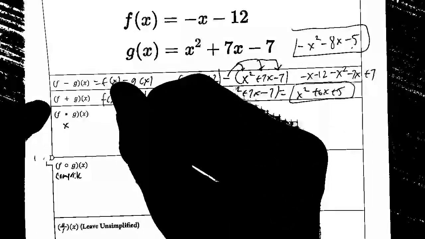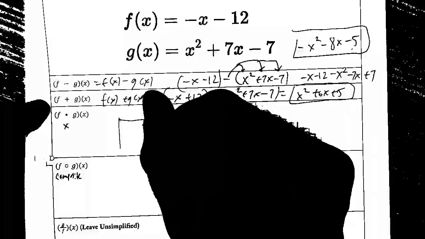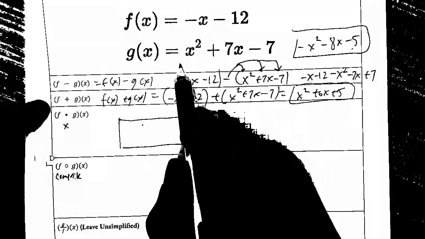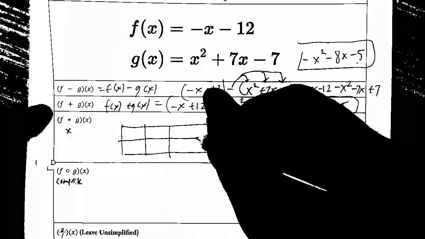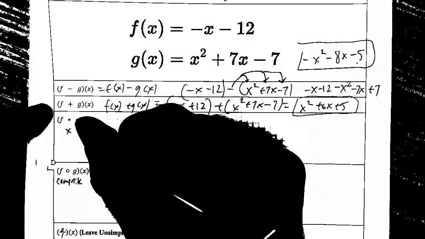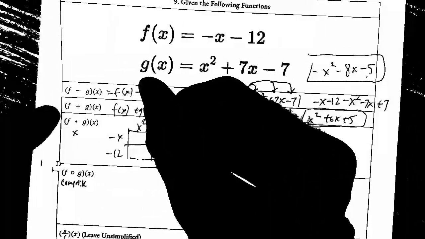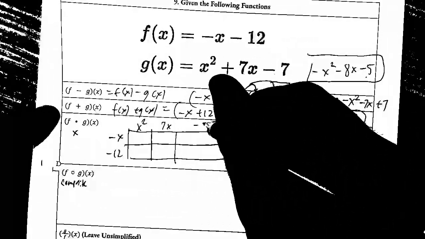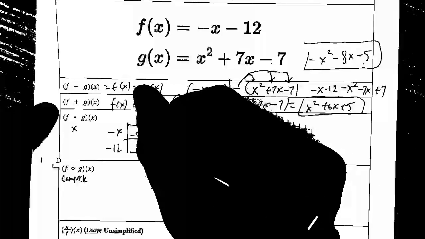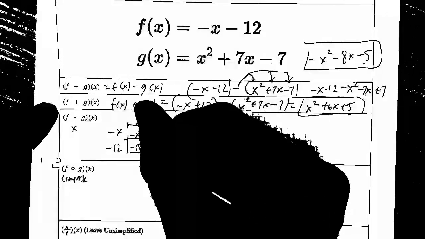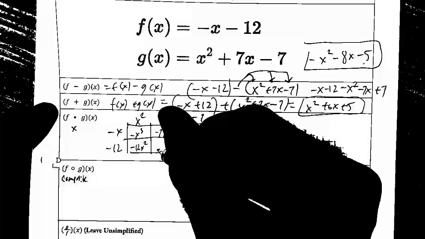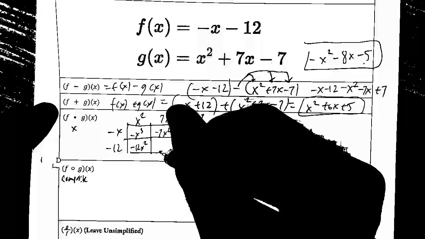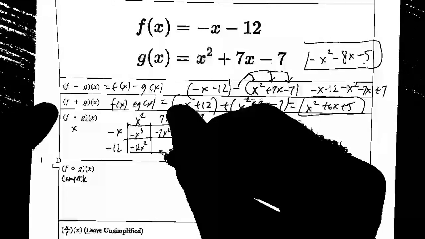For multiplication, the easiest way to do this, since we've got a trinomial and a binomial, it's got 3 terms and 2 terms, we can do a big rectangle, and we can do negative x and a negative 12, and on top we can do x squared, 7x, and a minus 7, and we can multiply these together. We're going to get negative x to the third, negative 12x squared, negative 7x squared, and 7 times 12. That's 60, 24, 84, negative 84.